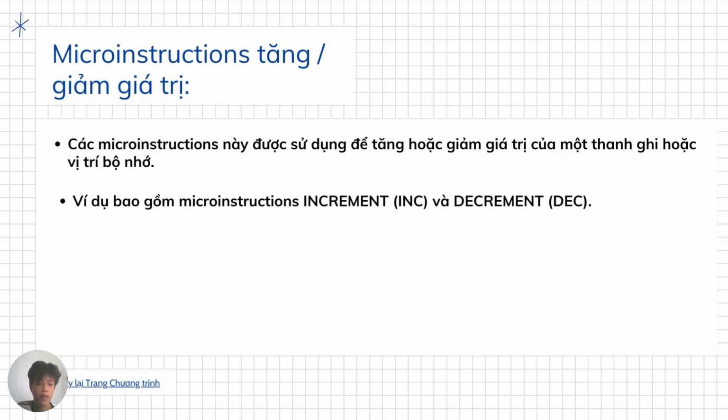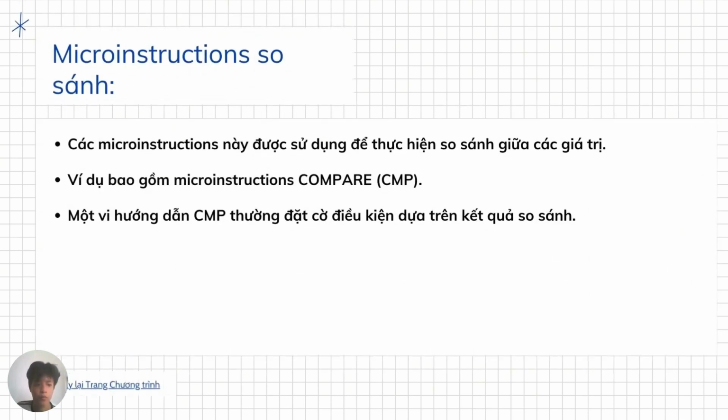Vi lệnh tăng và vi lệnh giảm giá trị. Các vi lệnh này được sử dụng để tăng hoặc giảm giá trị của một thanh ghi hoặc vị trí bộ nhớ. Ví dụ về vi lệnh tăng giảm giá trị bao gồm vi lệnh increment dùng để tăng giá trị và vi lệnh decrement dùng để giảm giá trị. Vi lệnh so sánh. Các vi lệnh này được sử dụng để thực hiện so sánh giữa các giá trị với nhau. Ví dụ một số vi lệnh so sánh bao gồm vi lệnh compare. Một vi lệnh compare thường đặt cờ điều kiện dựa trên kết quả so sánh.